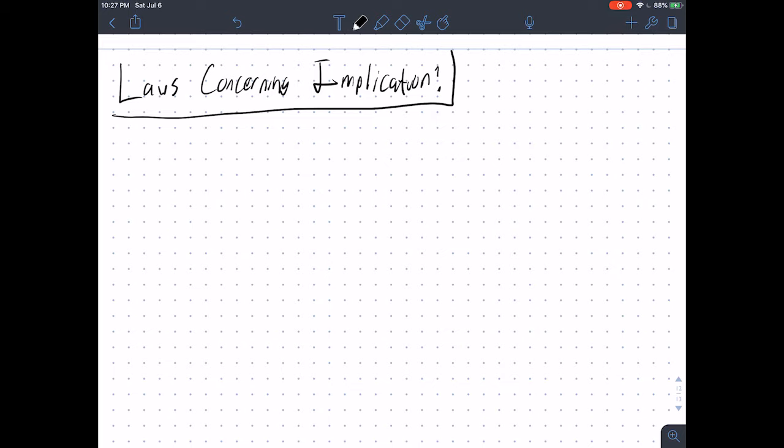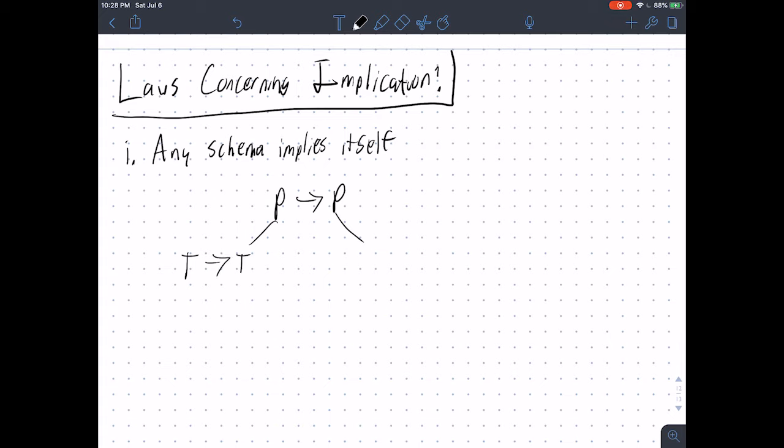So the first law, and it's a simple one, of validity is any schema implies itself. How I'm going to convince you that this is true with a quick proof? Well, let's consider the schema if P then P. Let's do our truth value analysis. It's a short one. Okay, so that's valid. If P then P comes out true in every case, so it's valid.